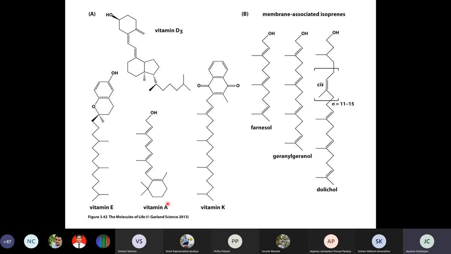So there are water soluble vitamins and there are also fat soluble vitamins. Now the vitamins that are present in the membrane are typically the fat soluble ones. For example, you have vitamin A, vitamin E. This is vitamin E. You have vitamin D3, vitamin K, and so on and so forth.